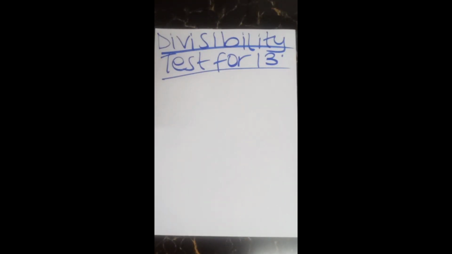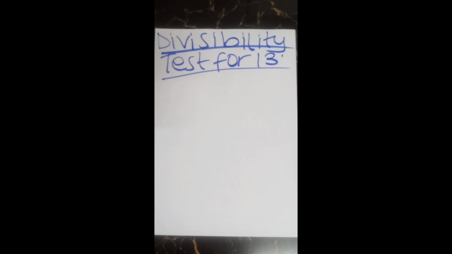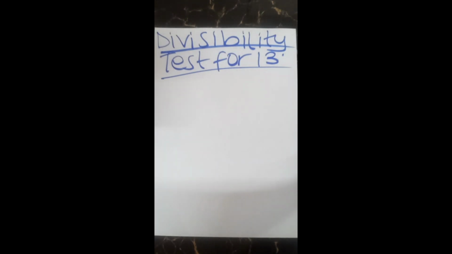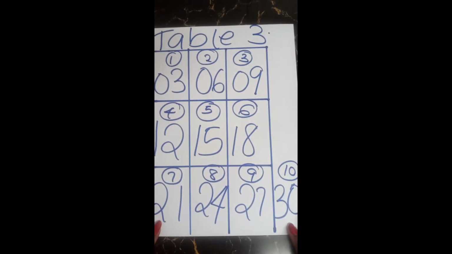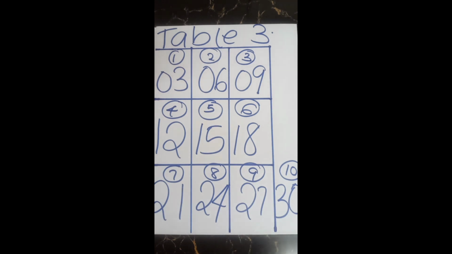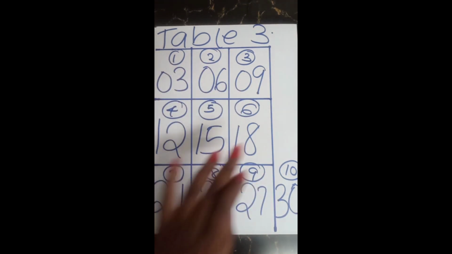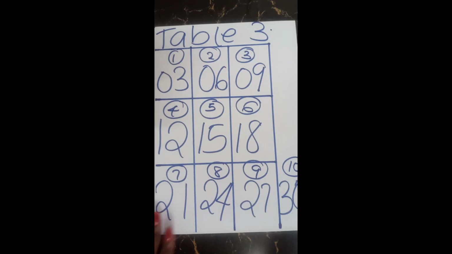In fact, I should start by mentioning that the divisibility test for 13 is a very easy one, okay? So in order for us to know this divisibility test for 13, we'll need to know table 3, okay? Which is not a problem because we covered that some time back. I'll leave the link in the description box below so that you're all on the same page. So this is basically what we said about table 3. This is 3 times 1, 2, 3, 4, 5, 6, 7, 8, 9, and 10.